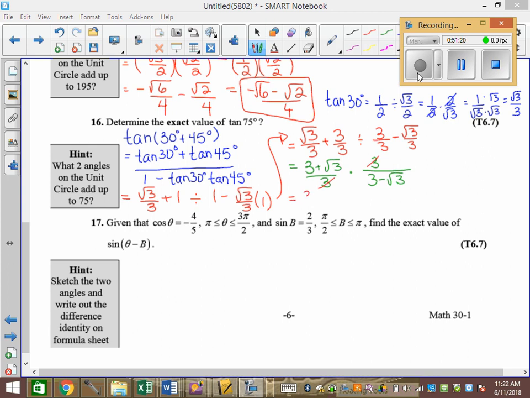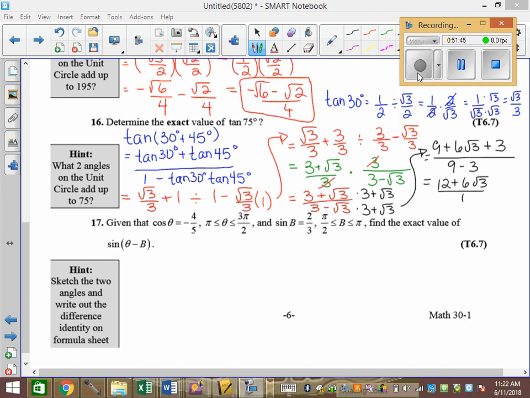The 3's cancel. And you think you're done, but you're not because there's still a radical in the denominator. So you have to multiply by the conjugate, which is 3 plus root 3, which is going to get you 9 plus 6 root 3 plus 3 all over 9 minus 3. 12 plus 6 root 3 over 6, takes a 6 out. So it's 2 plus root 3.